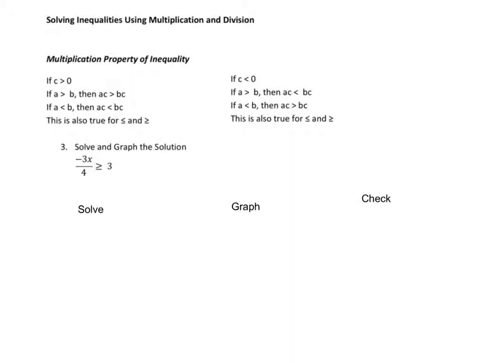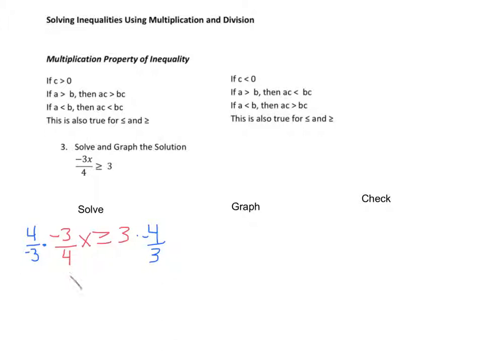Okay, negative 3/4 x is greater than or equal to 3. Now we multiply both sides by the reciprocal. So we're multiplying both sides by 4 over negative 3, which is the same thing as negative 4/3. Since we're multiplying both sides by a negative, we have to flip the sign in the middle.